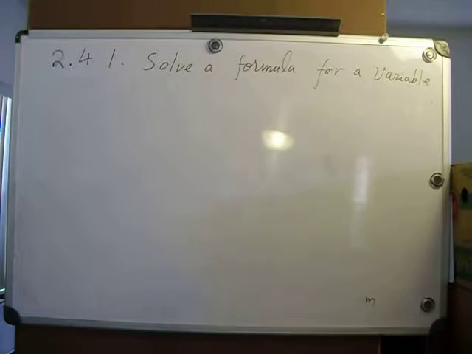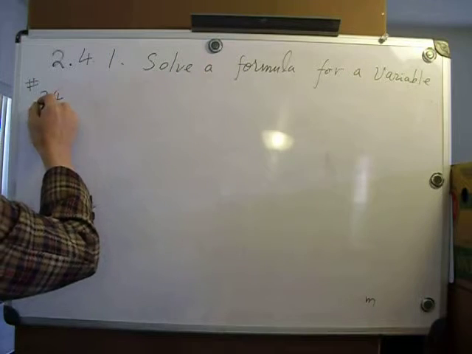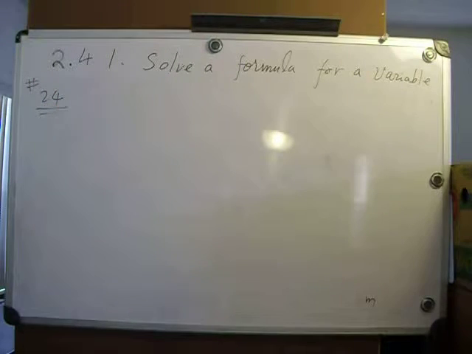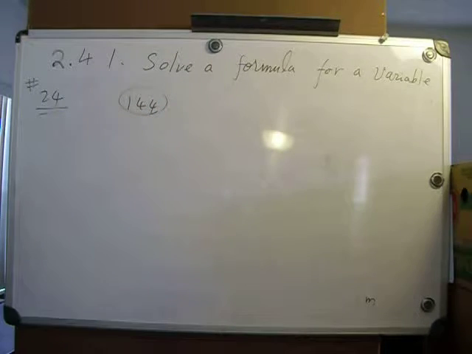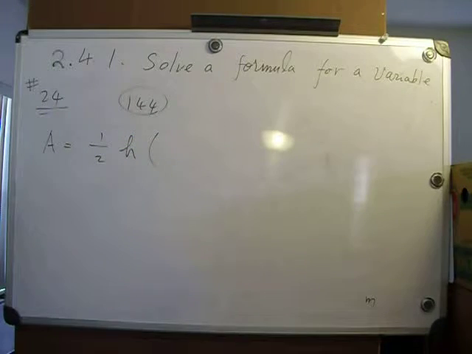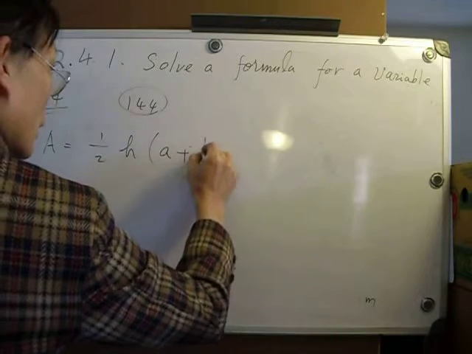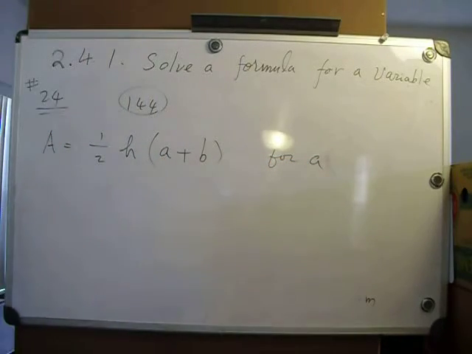Next one, we want to solve our exercise problem number 24. This is on page number 144. That problem: A equals 1/2 h, parentheses, a plus b. We want to solve for a. How do we do it? We have variables A, h, a, b. Solve for a.